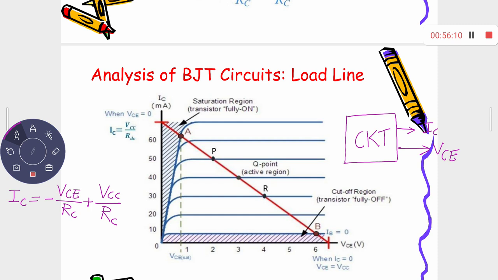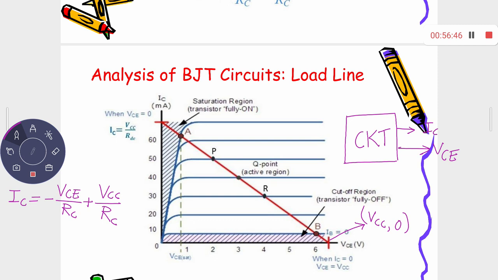There are two extreme scenarios. When IC is equal to 0, what is the value of VC? VCC. When IC is equal to 0, the value of VC is equal to VCC. So this is your IC axis. So when IC is equal to 0, your VC is equal to VCC. So this is one point, VCC comma 0.